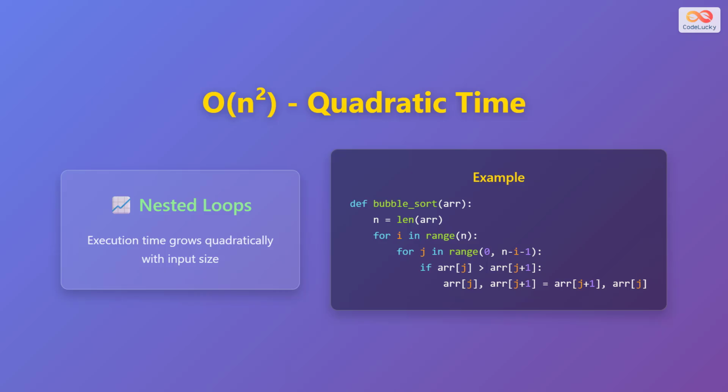Now let's consider big O of n squared, or quadratic time. This often happens when you have nested loops, where you're iterating over the data multiple times. Imagine you have a function called BubbleSort that sorts an array. BubbleSort repeatedly steps through the list, compares adjacent elements and swaps them in the correct order. For an array of n elements, BubbleSort will require n squared operations.